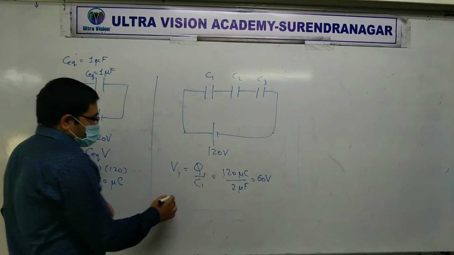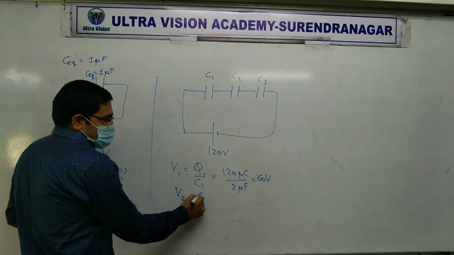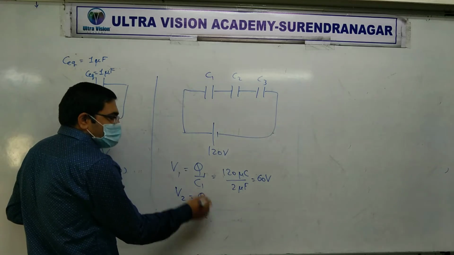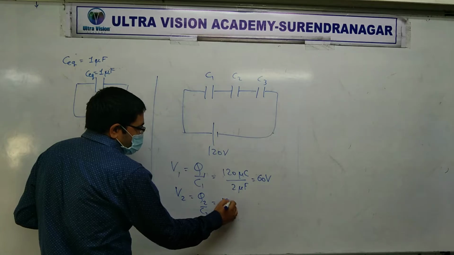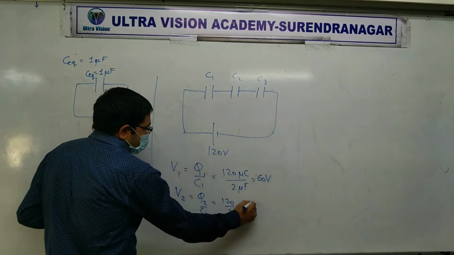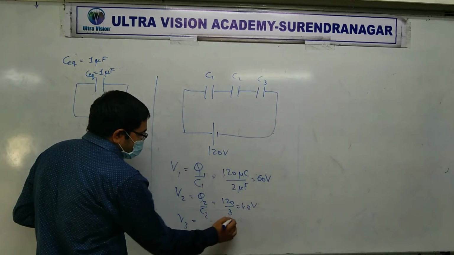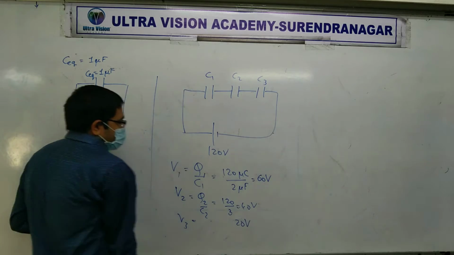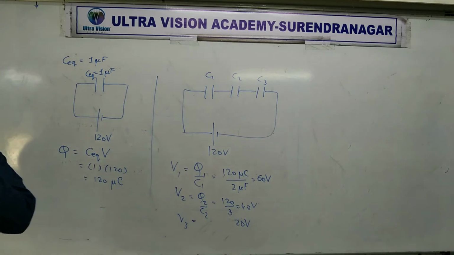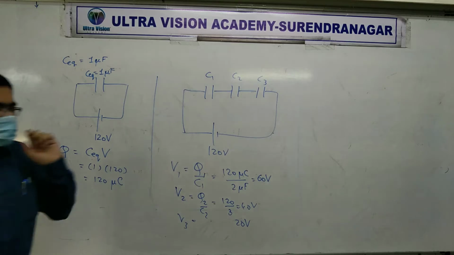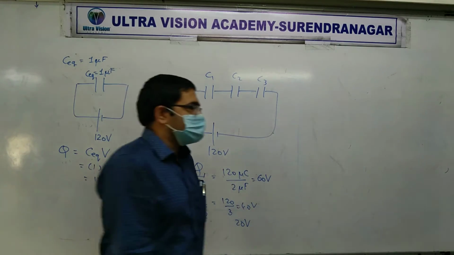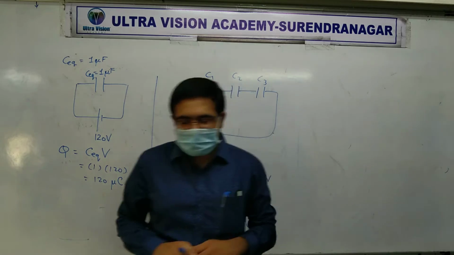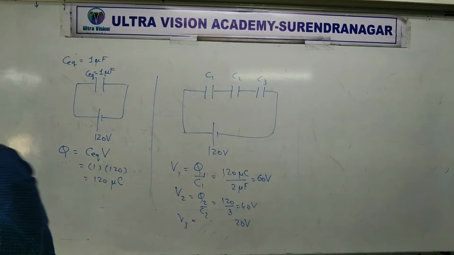Similarly, the other two. Q2, actually it will be Q2 by C2, but here Q2 is same as Q because they are in series. So that's going to be 120 by 3, that is 40, and the last one will be similarly 20. Clear or not? Method clear? Good. Now let's go over to the next thing, that is for parallel.